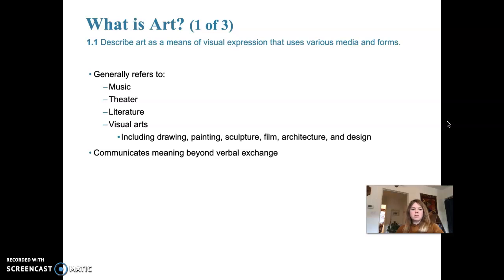So we're obviously going to be focusing on visual art with this class. Drawing, painting, sculpture, film, architecture, and design are what we're really going to be focusing on.